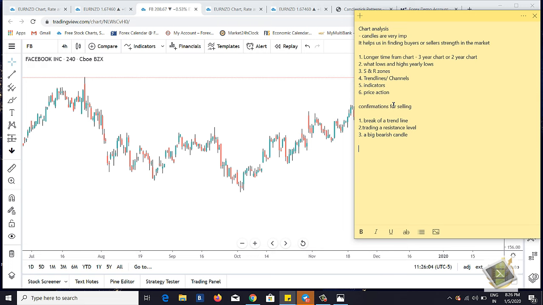So confirmation for buying is that it can break the downtrend line, it is trading at a support level, and you will have a green candle, a bullish candle. So try to get more confirmation from the price chart to enter a long or a short position. This is just the basics of what I'm trying to teach you. But if you master these basics, you can easily add more information to your price chart and then trade.